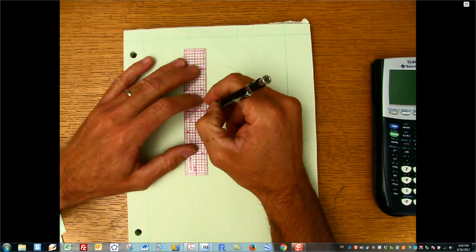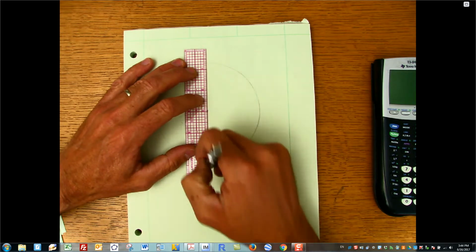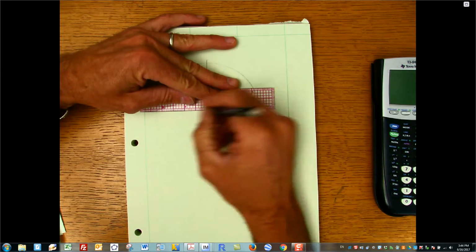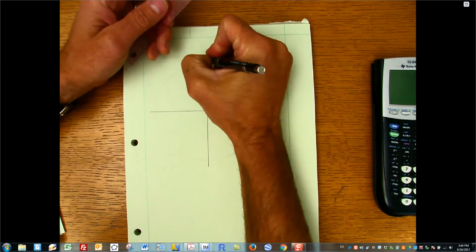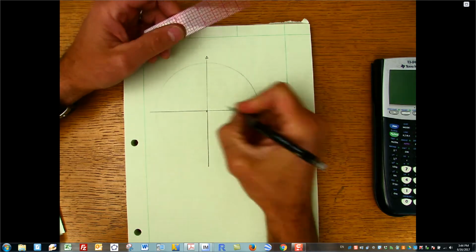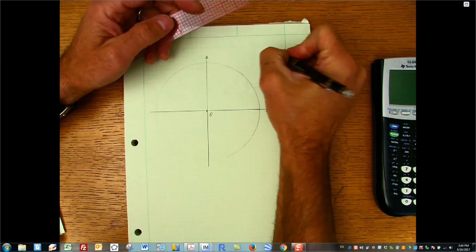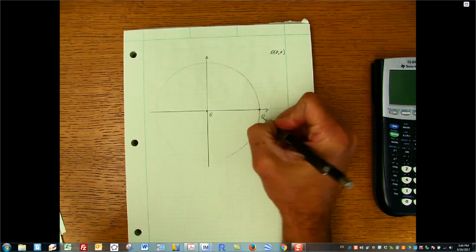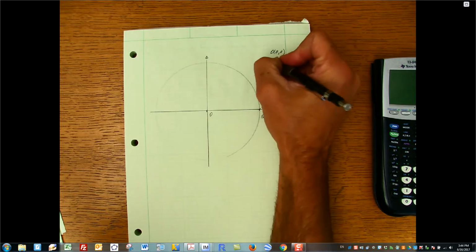I'll center the circle at the origin. Seems easy enough to do. And then start thinking about what we know and what we don't know about this circle. We're told O is the center of the circle, so O is at 0, 0. We're told OQ is a radius, and that the radius of the circle is 10.